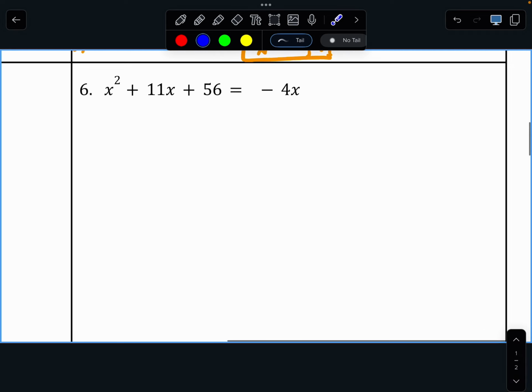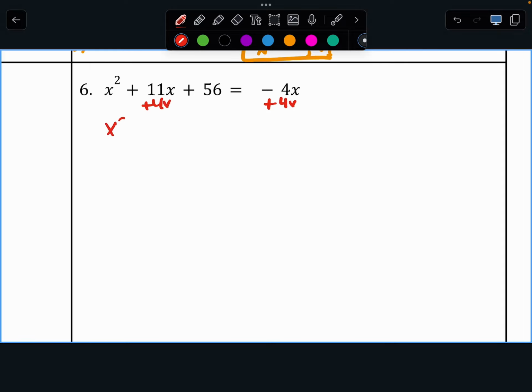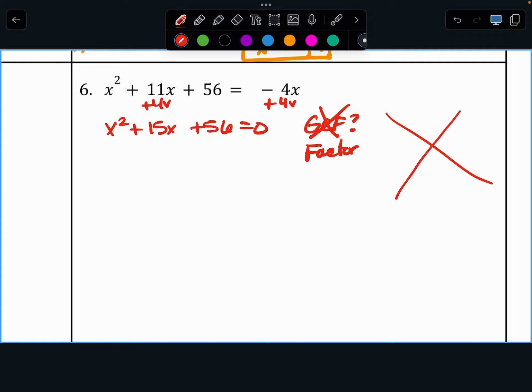All right, so first thing, go through the order of the steps. First thing, I need to set it equal to 0, so I'm going to add 4x to both sides. So I get x squared plus 15x plus 56 equals 0. Is there a GCF? No. So then I need to factor. So I need to multiply to be 56 and add to be 15. That's 7 and 8, and they're both positive.